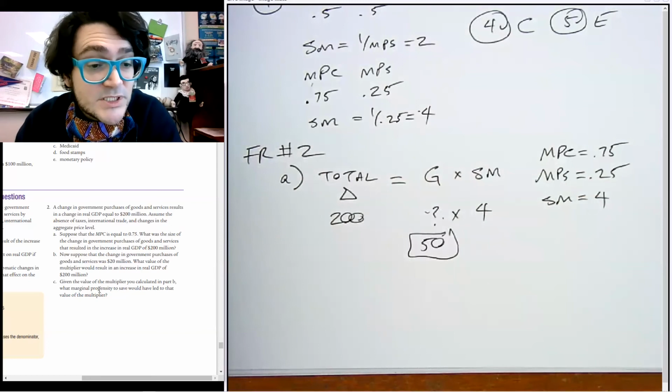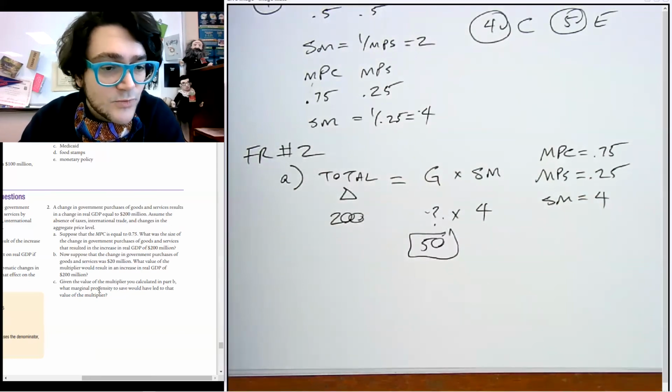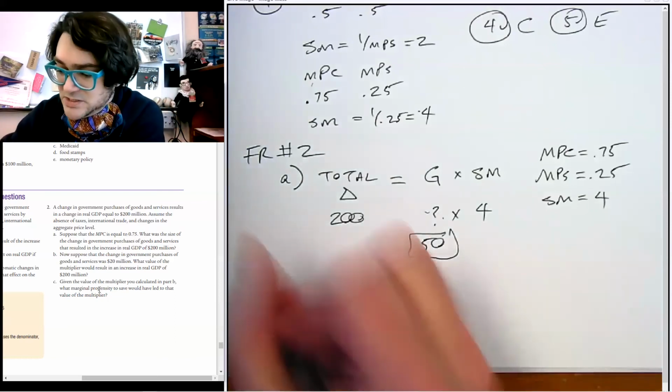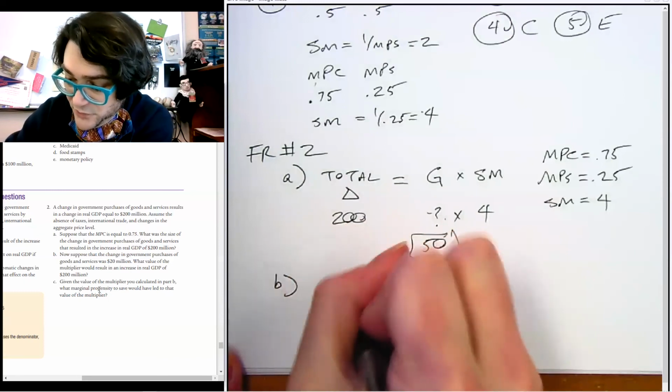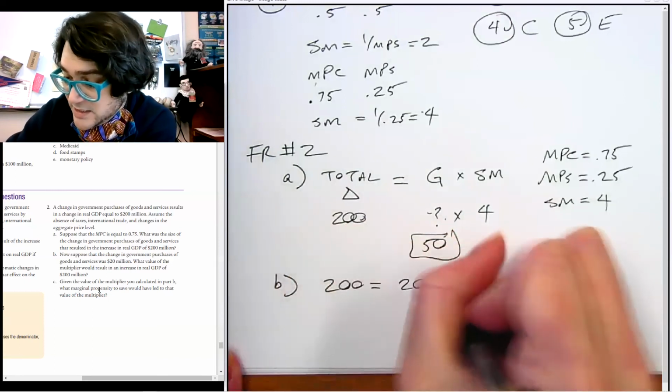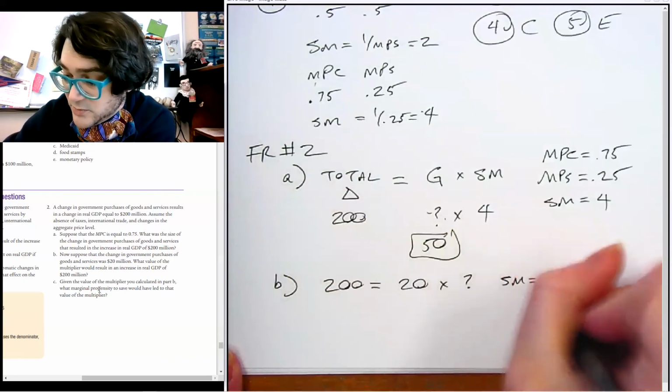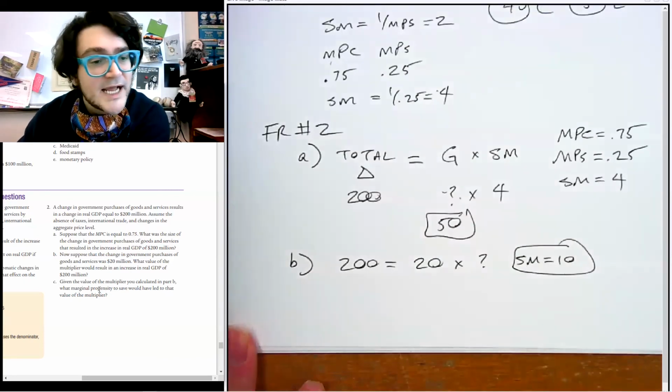Anyways, now suppose the change in government purchases was 20 million. What value of the multiplier would result in an increase in real GDP of 200? So this one is saying we have 200 and it's 20 times something. So that would mean the spending multiplier equals 10. That's kind of a weird way to ask that.